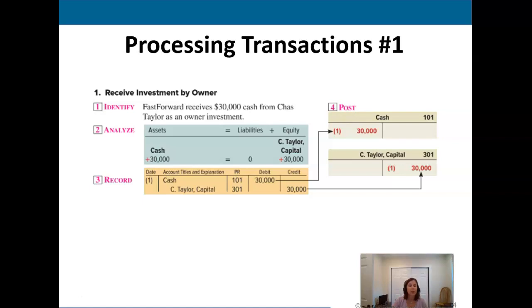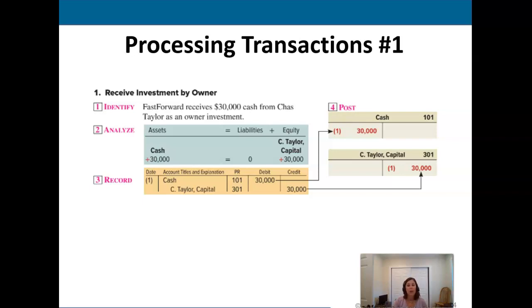Now this little colored part up above here isn't really part of the entry. This is just to illustrate the accounting equation and the fact that we are still in balance. So we've got on the asset side $30,000 because our cash balance went up, and on the equity side our equity balance increased. Taylor has more equity than he did prior to having made this investment.